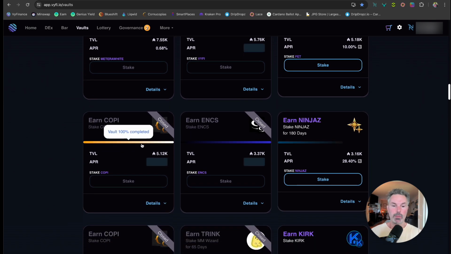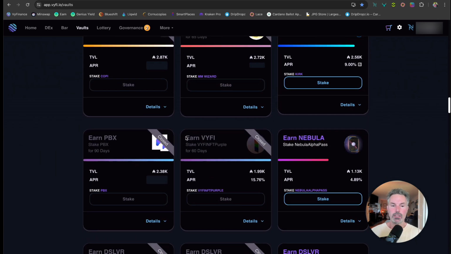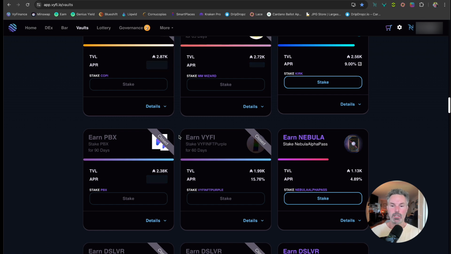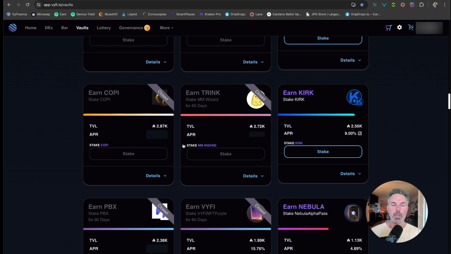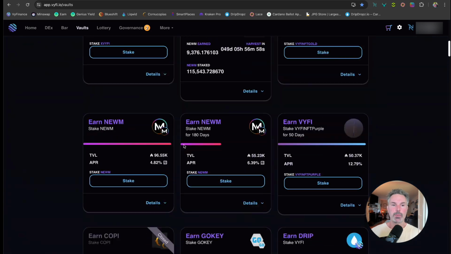And some of these staking vaults have been closed, right? Like there's an old Cornucopius vault that was closed, and PBX is another one that was closed that I was using. When you're looking at this, we'll pop back up to the top.